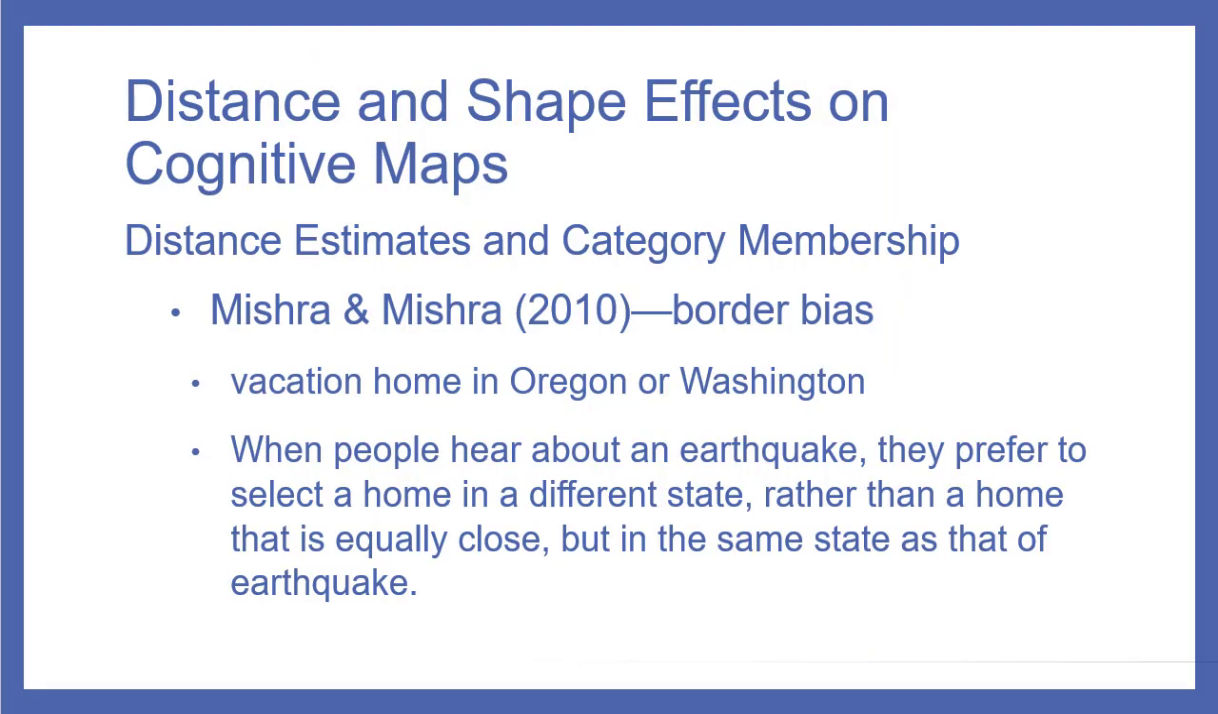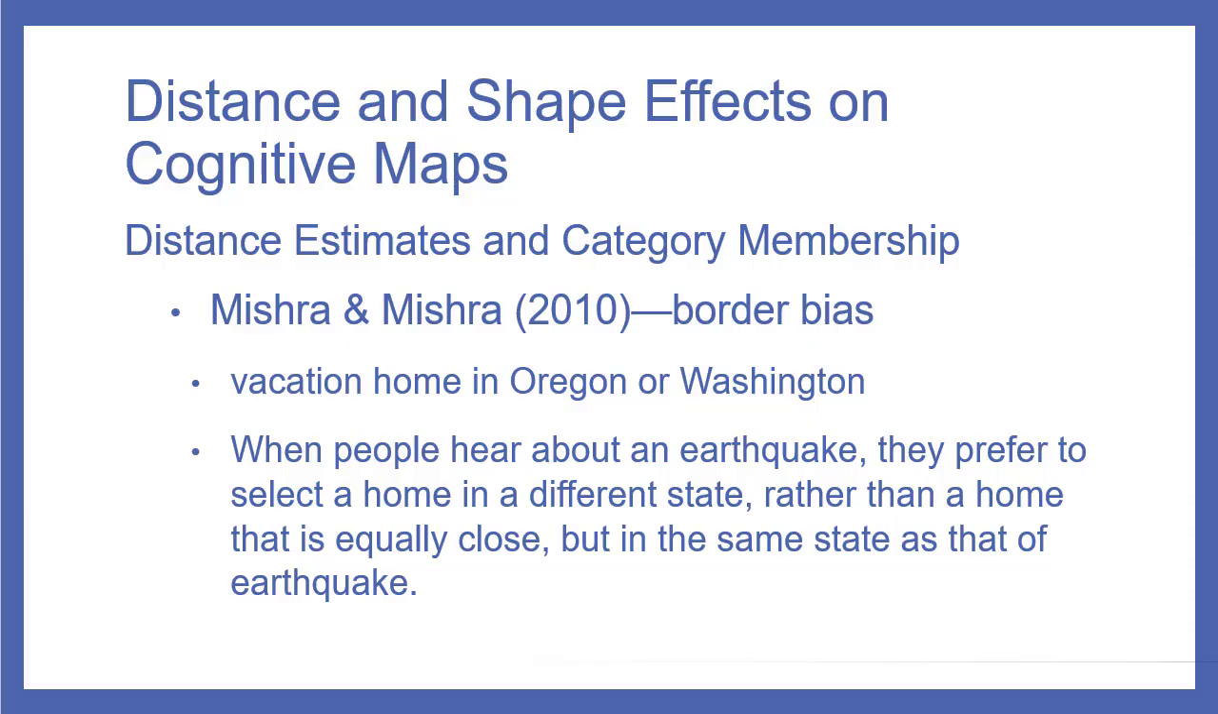The Mishra and Mishra example is interesting because they asked people to imagine being placed in a certain area where they would be equidistant between vacation homes. They would ask, would you rather have a vacation home in Washington or Oregon? And they would make a decision. The control group made a decision based on not knowing any information. They were just asked a question and they chose.